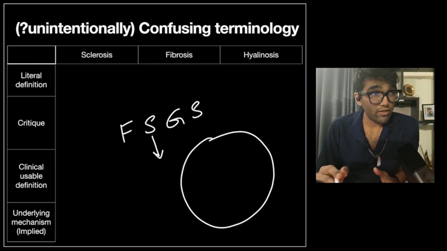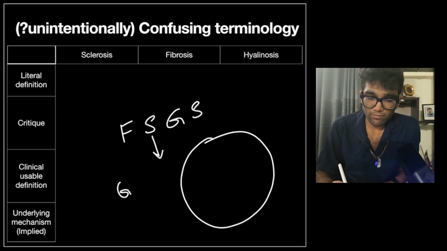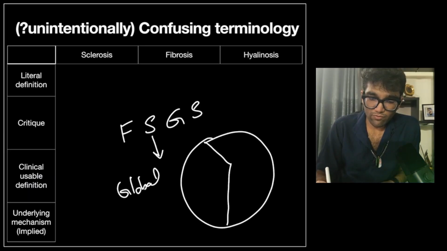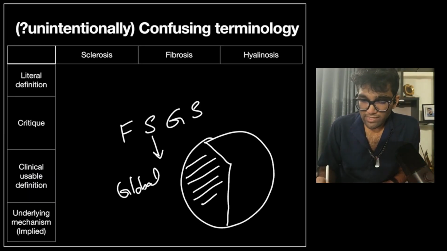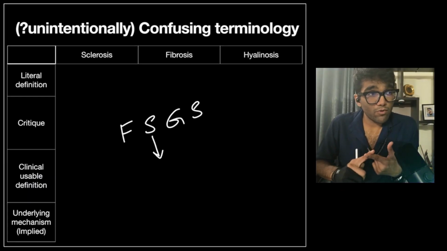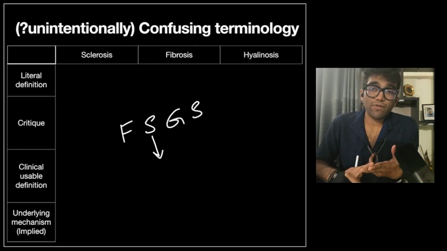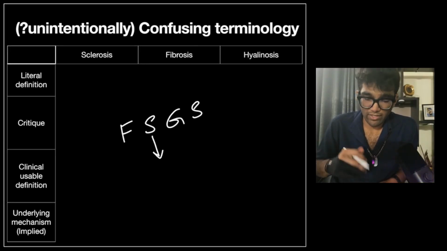Now, if you were to think of your glomerulus as a sphere, which it actually is, it would be a globe. So if the entire thing was affected, we would call it global. However, if less than 50% of the glomerulus was affected, then we would call it segmental. So essentially, what we mean by focal and segmental is that less than 50% of the glomeruli are affected, and less than 50% of the area of the glomeruli that are being described is affected.